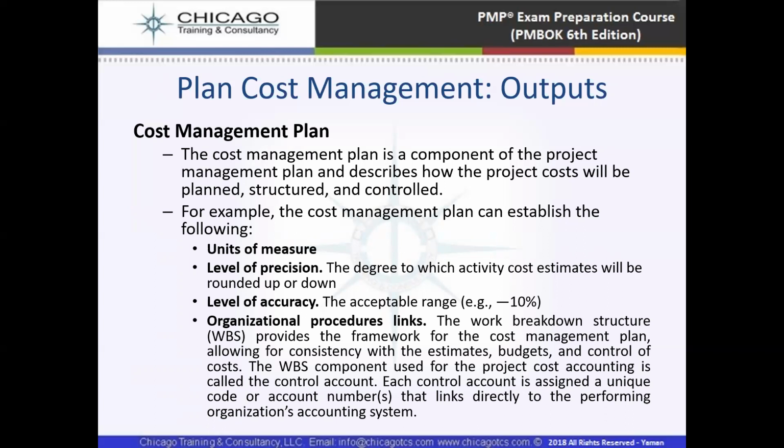Unit of measure: we know for each item there will be a unit of measure. Level of precision is the degree to which activity cost estimates will be rounded up or down. Okay, and then there is level of accuracy, like the acceptable range is less than 10% or greater than 10%. And then organization procedures, like the work breakdown structure, the framework for the cost management plan.